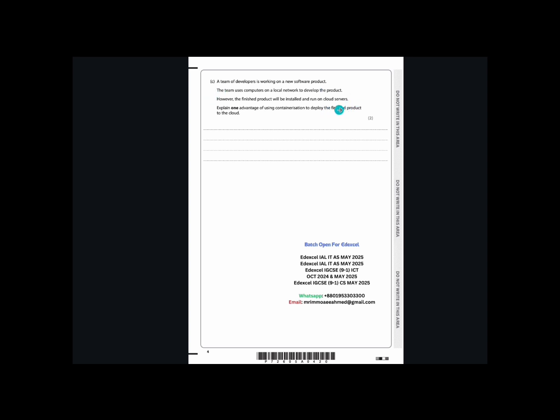So why is it not installed on their PC? Why is it installed on the cloud server? Explain one advantage of using containerization to deploy the finished product onto the cloud. So here, you don't need to think about what the meaning of containerization is. Just think about that they are installing a certain product to the cloud. So what will be the advantage? The advantage is inside the cloud, they have some type of container.